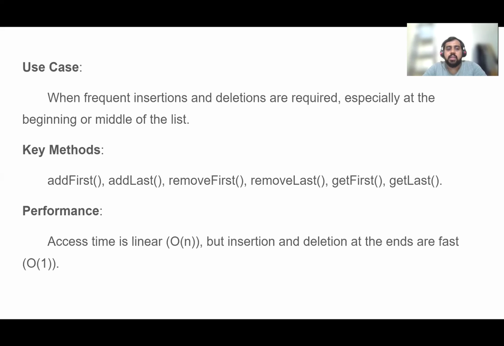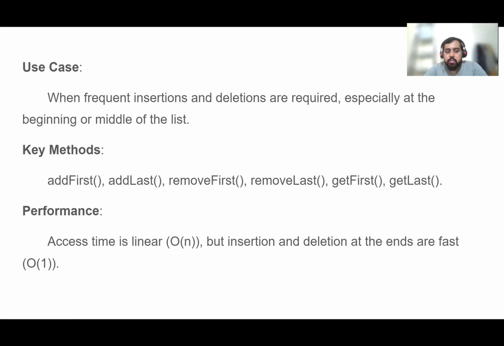Use a linked list when frequent insertions and deletions are required in my application, especially at the beginning or middle of the list. Then I would definitely go with a linked list. The key methods available in linked list are addFirst, which adds to the first of the collection, and addLast, which adds an element to the last of the collection. Similarly removeFirst and removeLast remove the element at the first and at the last. getFirst gets the element at the first index of the collection, and getLast gets the element at the last index of the collection.